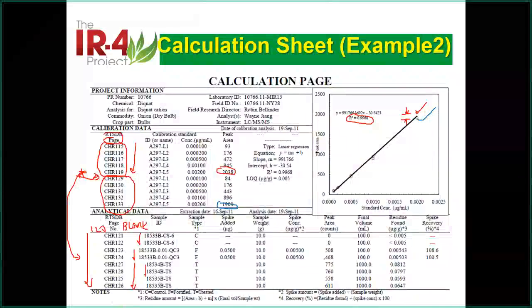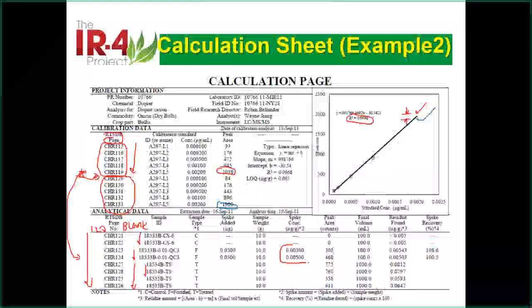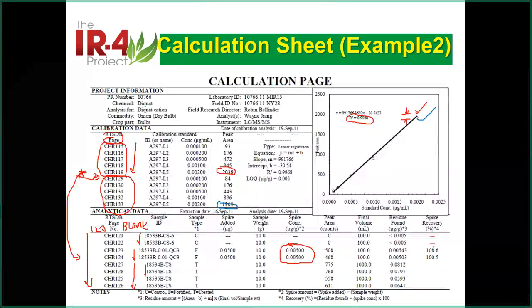You see the spike level is 0.005, which is less than 0.01, and the recovery is about 100. We do have some questions here. Dr. Suri asked a question, no, not Sunil: what R value is good? We will talk about that in a few minutes.